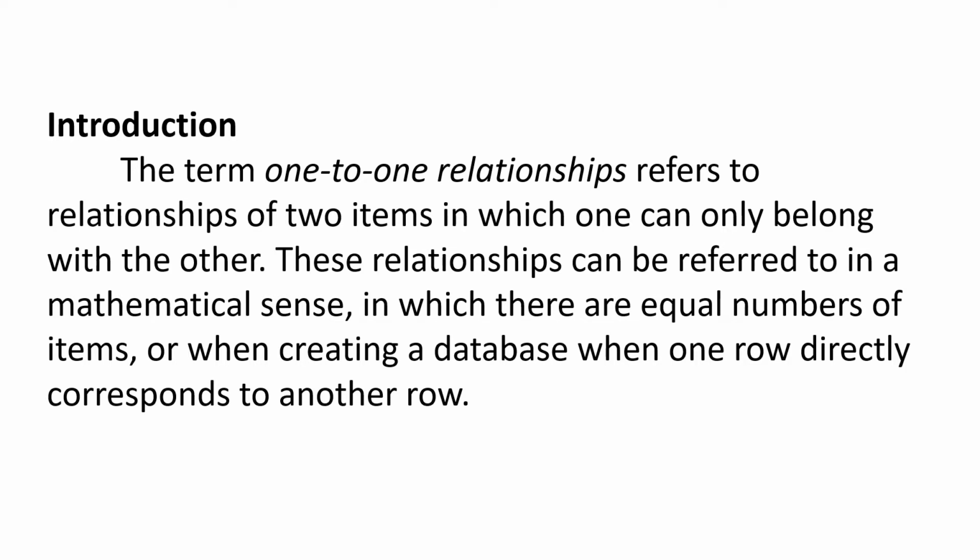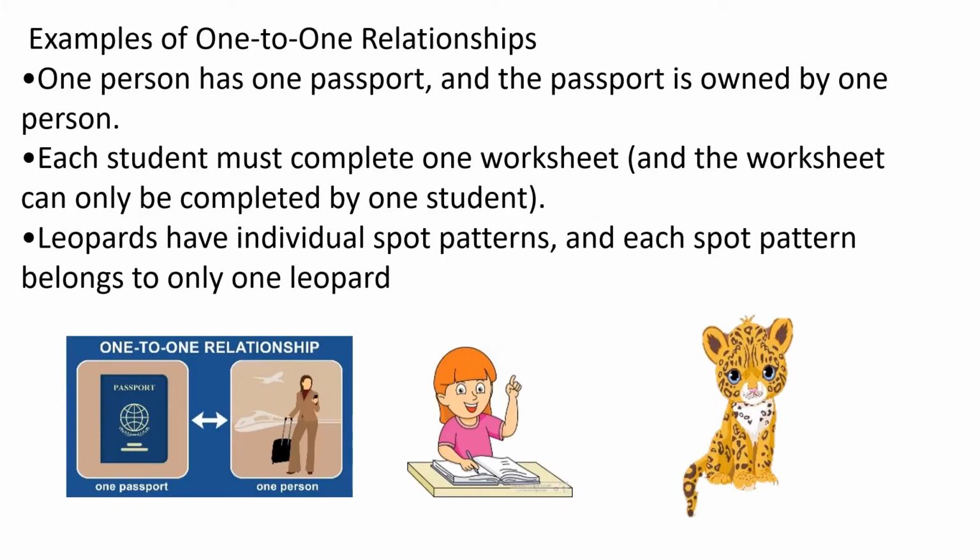The term one-to-one relationships refer to relationships of two items in which one can only belong with the other. These relationships can be referred to in a mathematical sense in which there are equal numbers of items, or when creating a database when one row directly corresponds to another row. So let's have here examples of one-to-one relationship in real life.